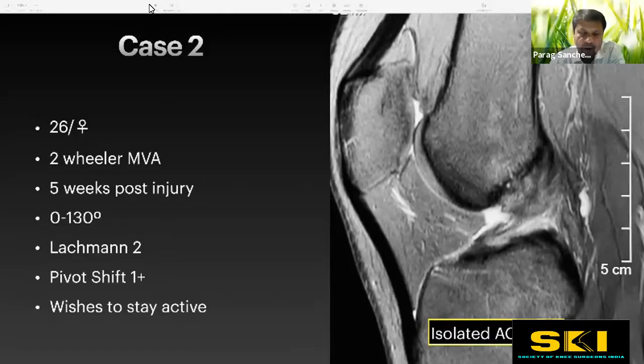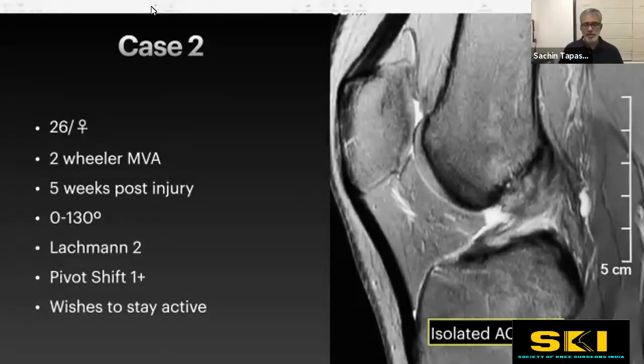There is a question on what is the management in a partial tear or a single bundle tear of the ACL. So perfect. We'll discuss this question on this particular example. This is a 26-year-old female. She has an injury. She's 5 weeks post-injury, sustained as a result of a fall from a two-wheeler.